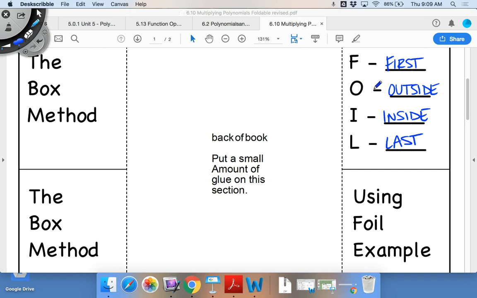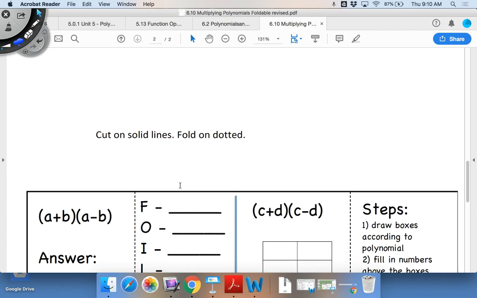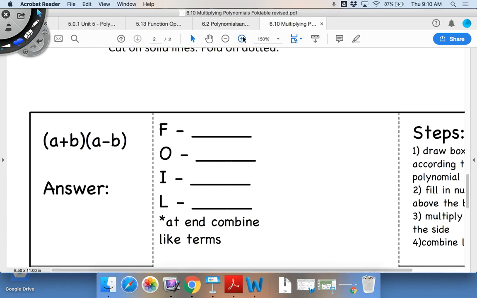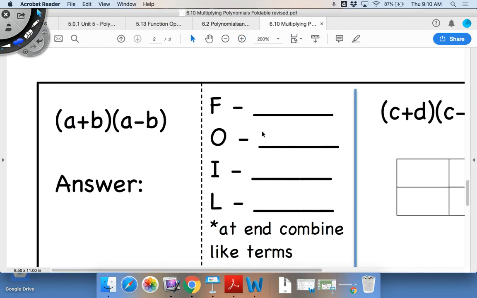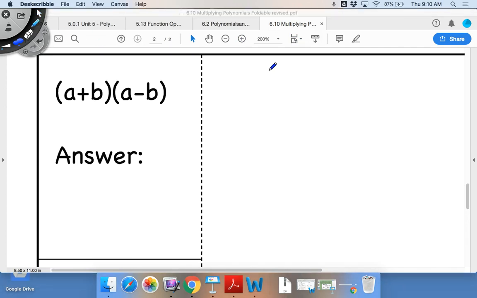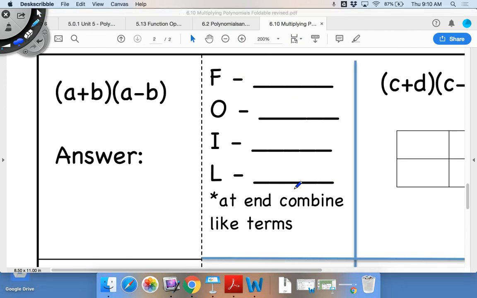So we're going to start with this tab, and when we open that tab, it's going to look like this. And guess what is right here? The same thing. So this time I want you to fill in the blanks. So F means, O is, I is, and L is. And then I put this little star at the end. We have to combine like terms.